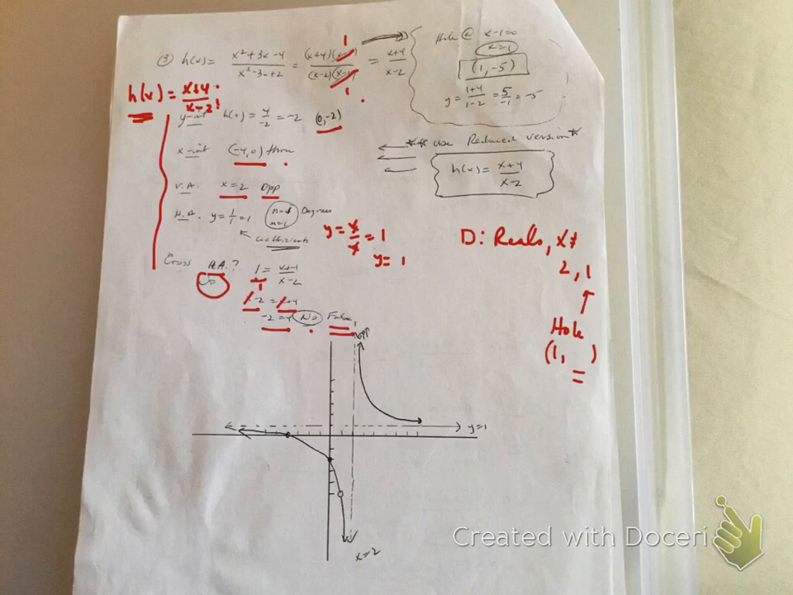Now what about the hole? Let's talk about the hole. If I want to find the hole, I have to plug in that x value right there. So I'm going to plug it in to the reduced version, and I'll have 1 plus 4 over 1 minus 2. That's going to give us 5 over negative 1. And so that's the location of my hole. It's going to be at negative 5. And here's the calculation of the hole as well, if you look at the piece of paper later.